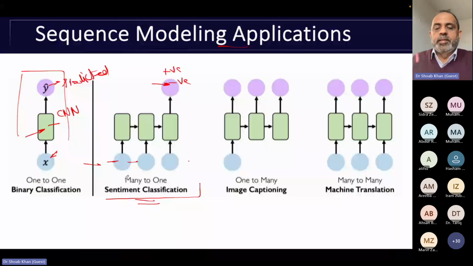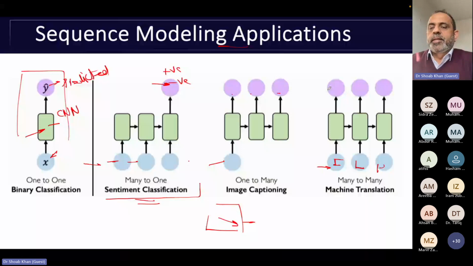Then image captioning, like the image I showed you, a footballer kicking the ball with his complete force. You give an image, and you want the image to be captioned: a football player is kicking a ball. So you input one, and you get many outputs. Another is where you have many to many. This is translation, where you write, I love Pakistan, and in Urdu or Arabic it gets translated. So this is where you have many to many.